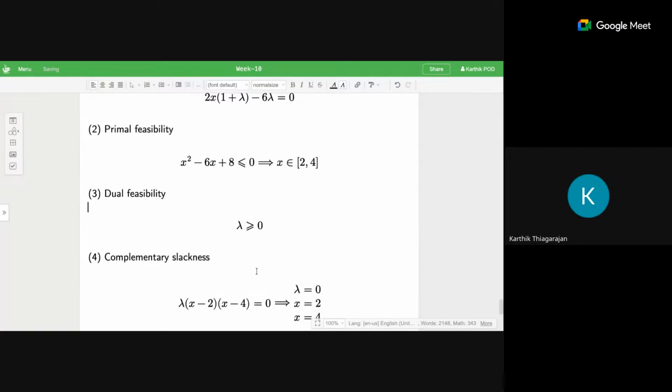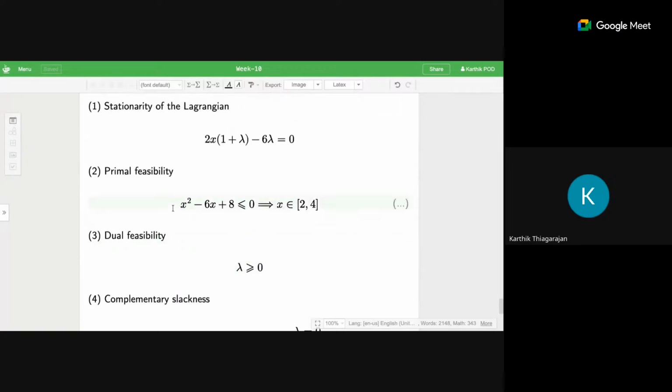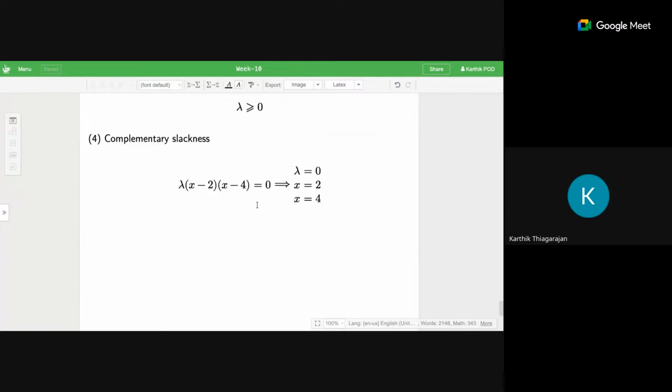So see, the four conditions should not be contradictory. If lambda is 0, this is satisfied. This is not affected if lambda is equal to 0. Is the stationarity of the Lagrangian affected when lambda is 0? Yes, we'll get x equal to 0, which is not in the range. So that is affected, right? So that is what we have to check.